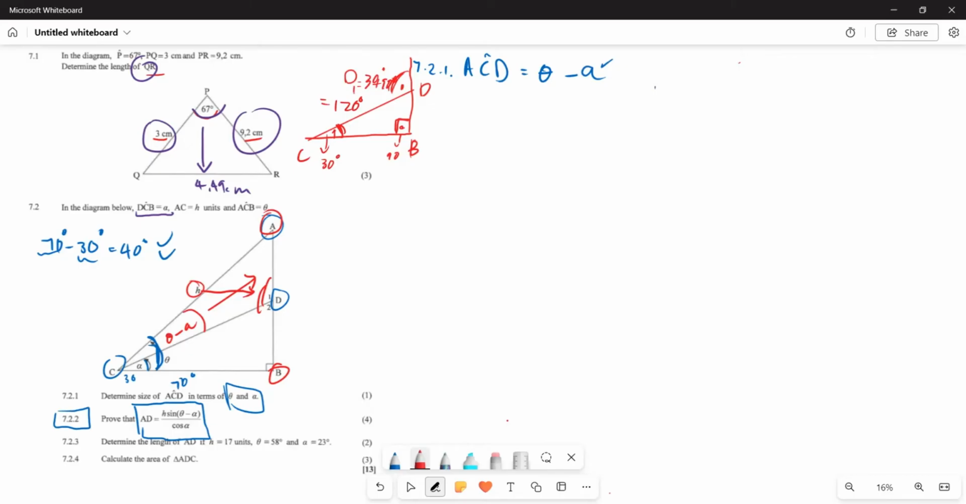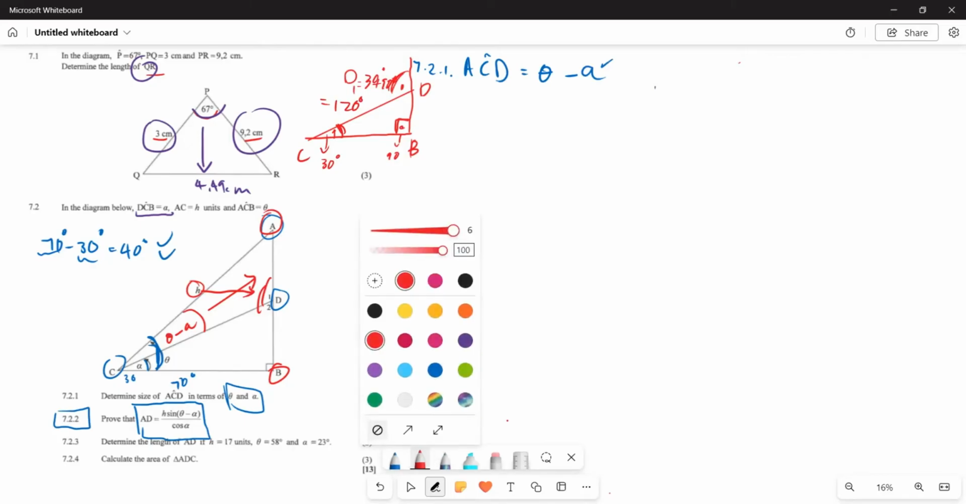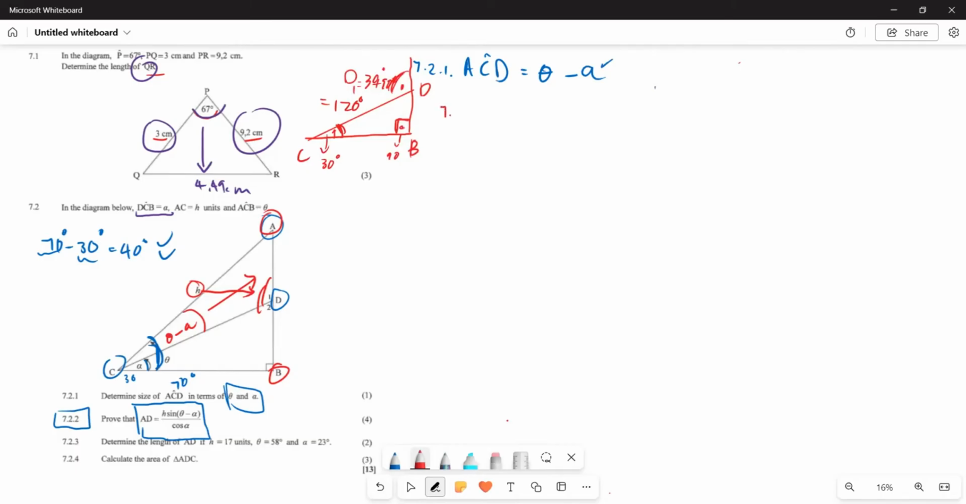Now, if you are agreeing with me on D1, you'll also agree with me if I say that firstly, in my 7.2.2, I can start by finding my angle D1. Because look, your angle B, yes, it's 90, but this angle here is not given by 30 as I did in my example, but it's given by your alpha, right? So my angle D1 is going to be the same as 90 degrees plus my alpha, right?